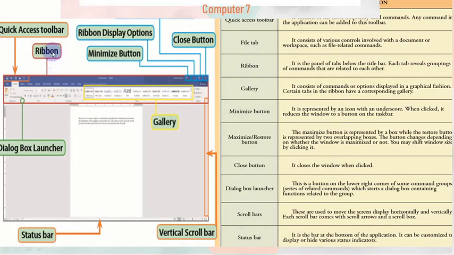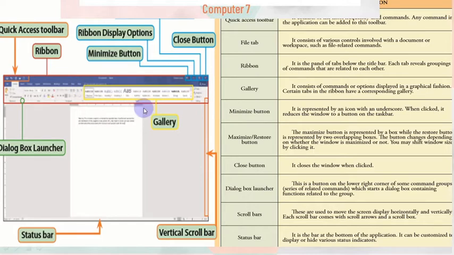The ribbon tab is the panel of tabs below the title bar, the title bar which has the title or the file name. Each tab reveals groupings of commands that are related to each other. So we have the file tab, the home tab, the insert tab, the page layout tab, the links, the review, the view, and the acrobat tab.